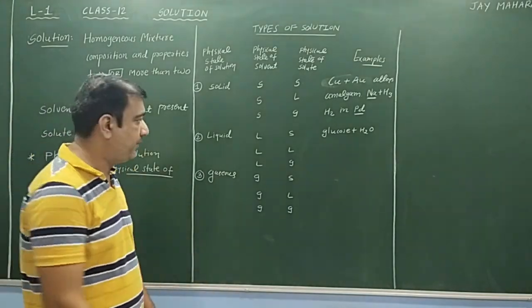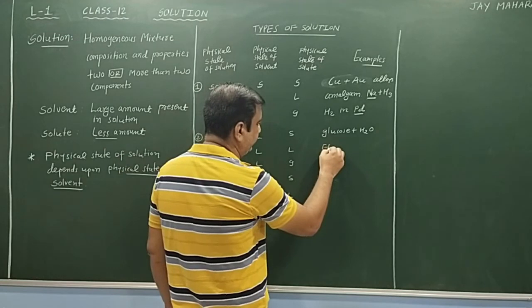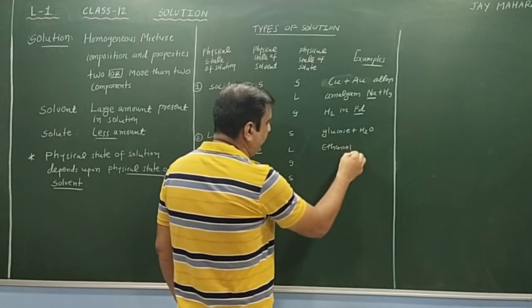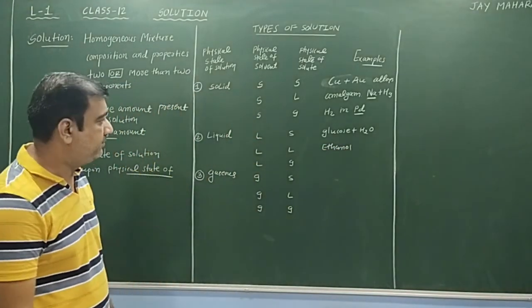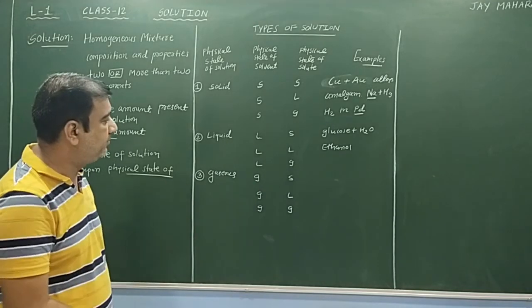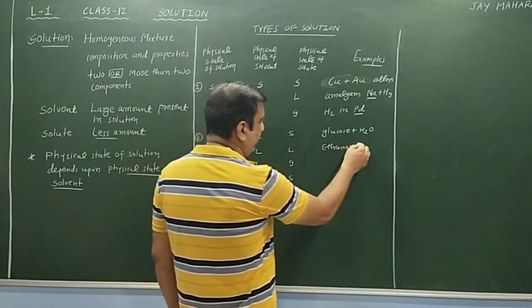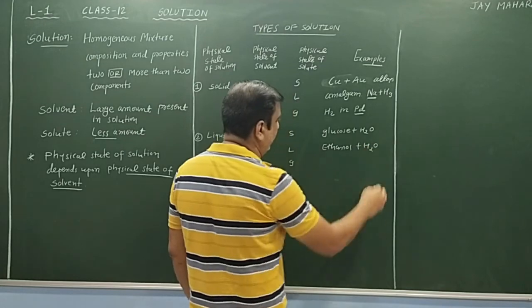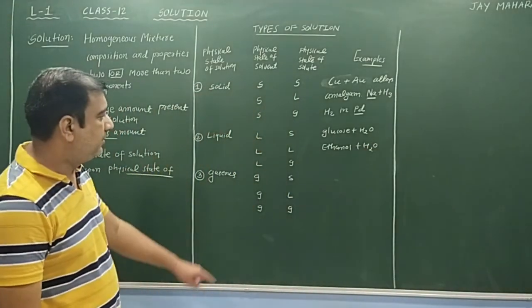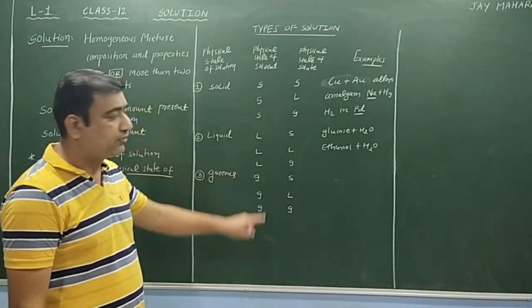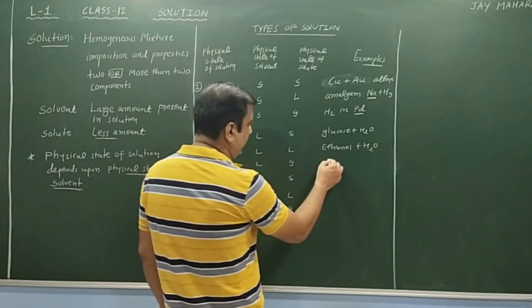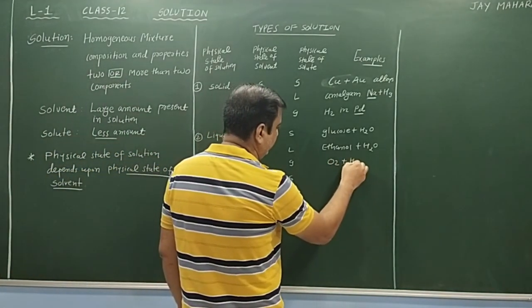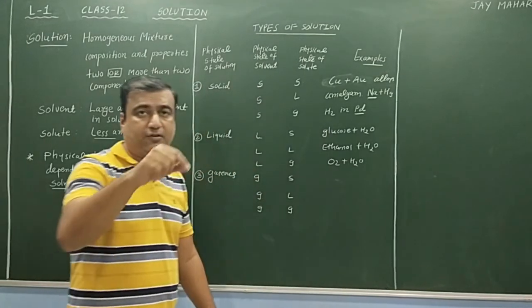Now both are liquid. So ethanol is the solute, which is present in liquid form, dissolved in water. So it is an ethanol plus water solution. Now the solute is in gaseous form and the solvent is liquid. That means oxygen plus water, oxygen dissolved in water.